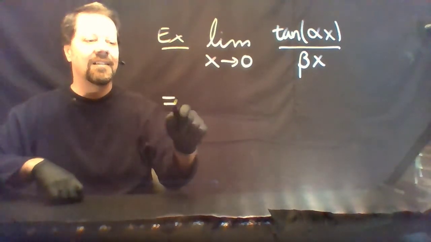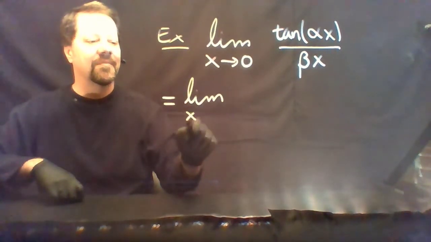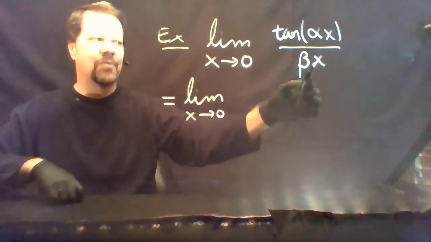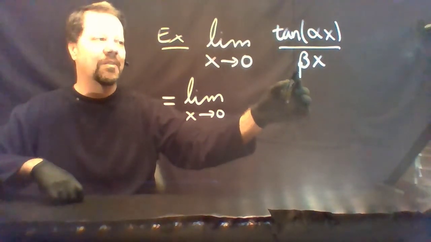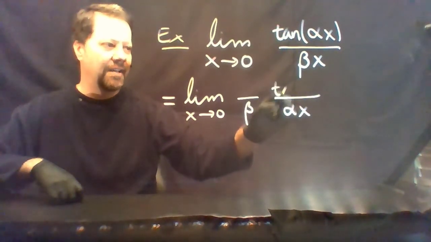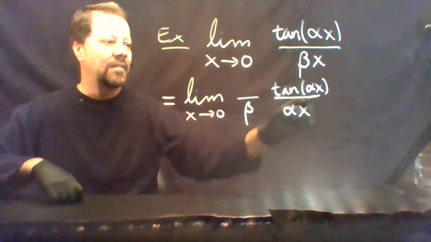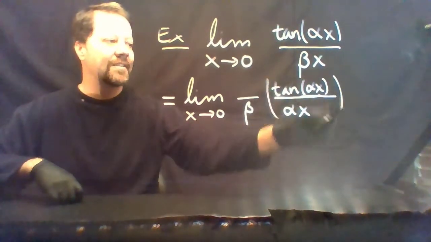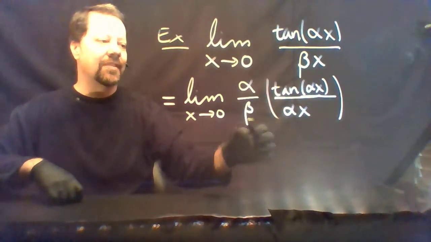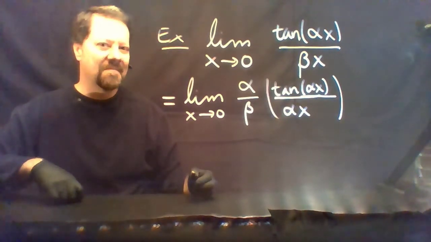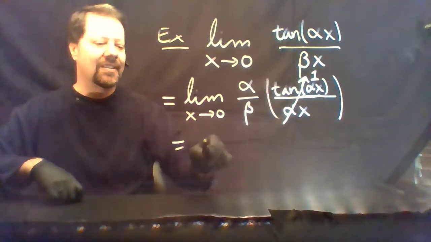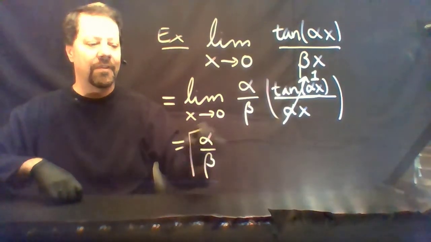Now, on this particular problem, we need to get the argument of tangent to go to 0 at the same rate as the denominator. I don't want beta in the denominator. I want alpha in the denominator. I want to have tangent of alpha x over alpha x. But I have to pay for that by putting an alpha here, so the alpha cancels and I end up with beta x. Now, the rest of this goes to 1, as we've seen, so the answer is alpha over beta.